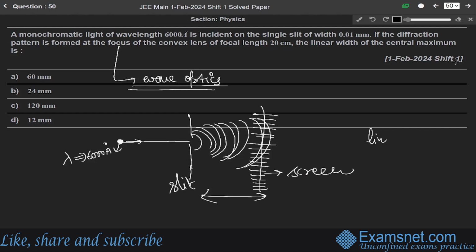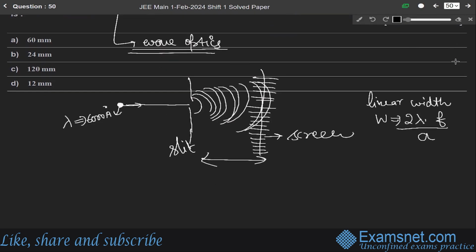Okay, so there is a direct formula for such type of question to find the linear width. That is, width will be equal to 2 into lambda into the focal length of the lens that we are using over the distance a, means slit width. So linear width will be equal to 2 into lambda. Wavelength is given as 6000 angstrom, means 6000 into 10 to the power minus 10 meter, into focal length given as 20 centimeter, means 20 into 10 to the power minus 2 meter, over width of the slit. A is the width of the slit.